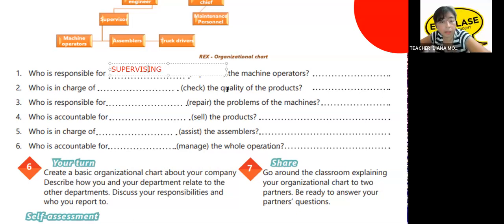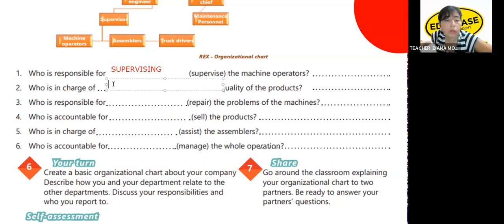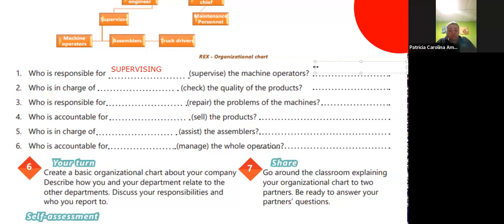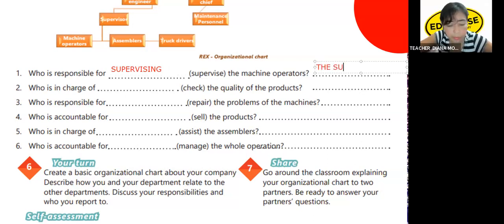Okay, the machine operators. So number 2. And you said, well, the answer here, who? In this part, what is the answer? The supervisor, right? That he is the person, the supervisor.